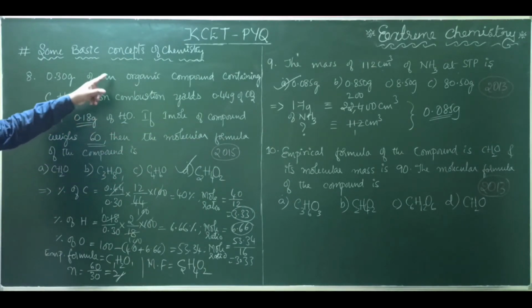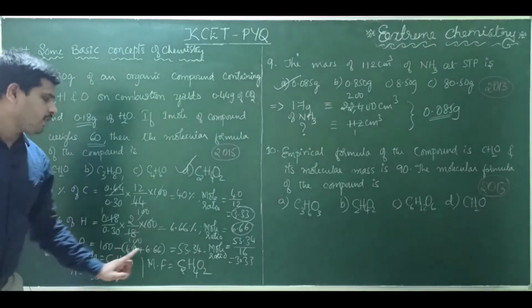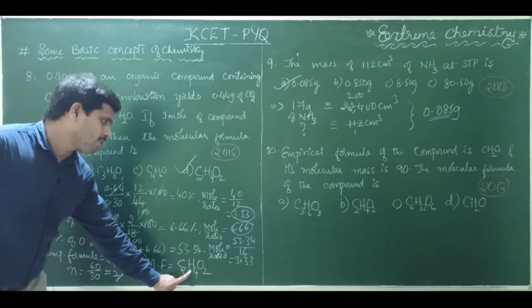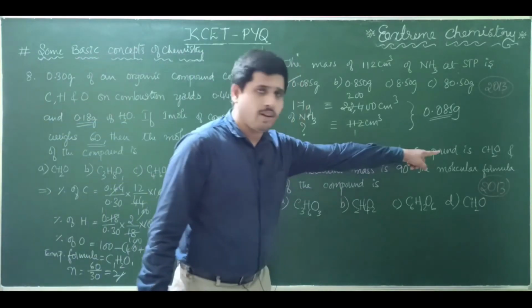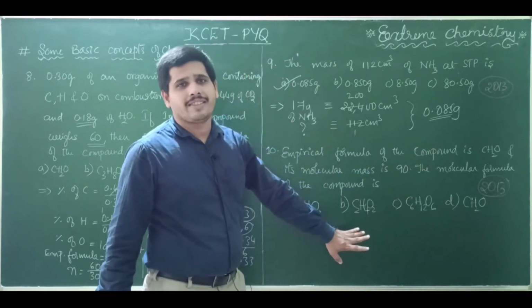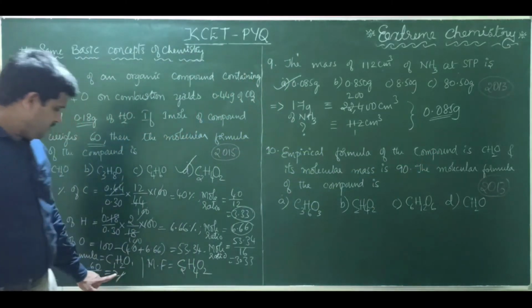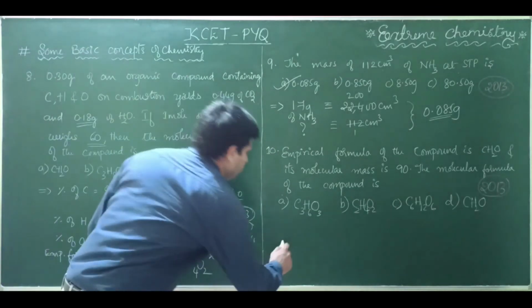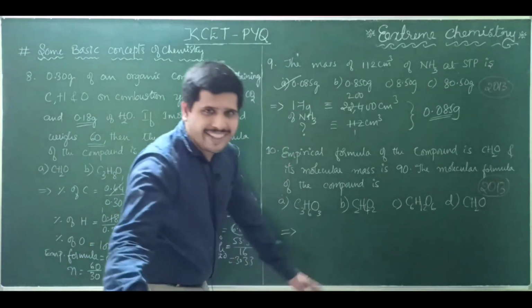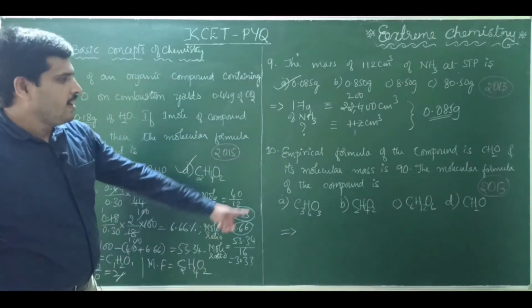See here, after calculating empirical formula you computed molecular formula. Here the empirical formula is given, only the molecular formula is asked. So quite simple. The last step, the n factor, you have to find it. So shall we go for that? Yes, right? Okay.